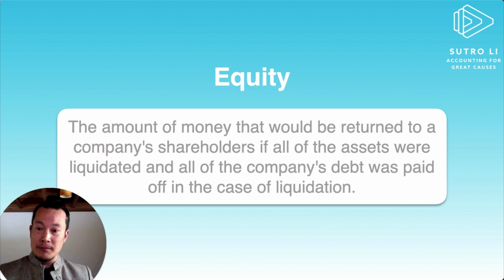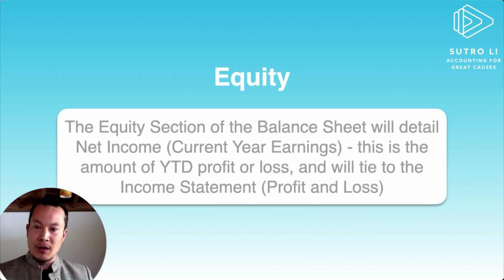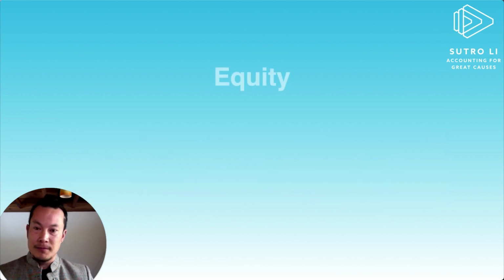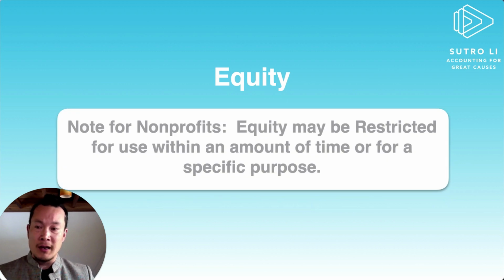And then what is equity? Equity is the amount of money that would be returned to the owners of a business if all the assets were liquidated and all of the company's debt was paid off in case of a liquidation. The equity section of a balance sheet will detail net income or current year earnings. This is the amount of year-to-date profit or loss, and that number will tie to the income statement. And it's also important to note in equity for nonprofits, equity can be restricted for use within a certain amount of time or for a specific purpose.